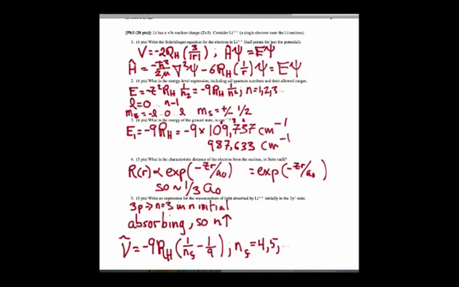So that's going to give us the overall value there. And notice when n is equal to infinity, the wave numbers are going to be equal to just exactly 1 Rydberg, so that works out looking a little bit like Lyman alpha of hydrogen.